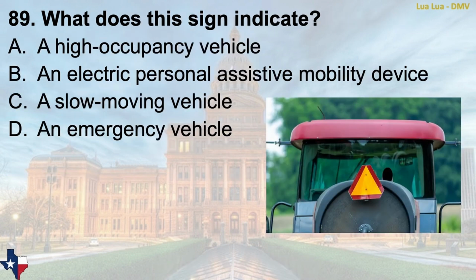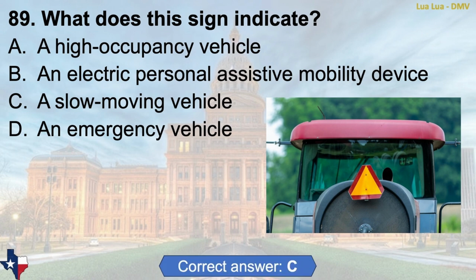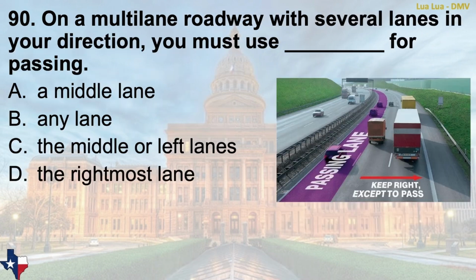Question 89. What does this sign indicate? A. A high occupancy vehicle. B. An electric personal assistive mobility device. C. A slow-moving vehicle. D. An emergency vehicle. The correct answer is C. A slow-moving vehicle.